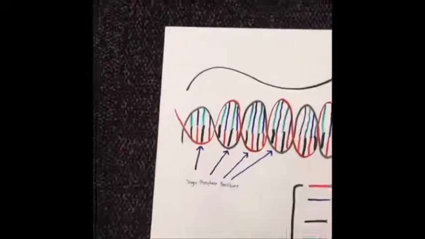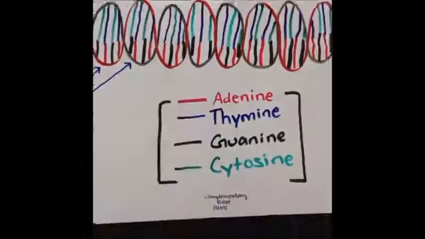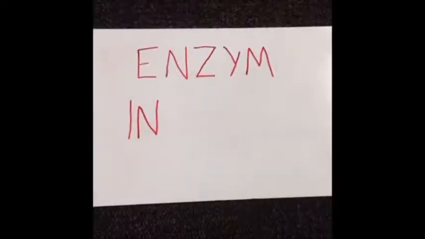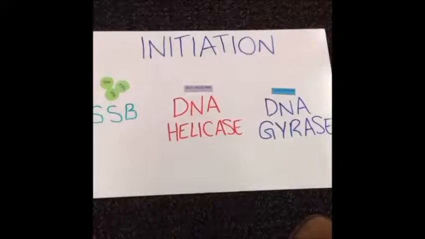Here is a DNA molecule in the double helix. It is comprised of a sugar phosphate backbone and complementary nucleic base pairs. Adenine matches with thymine and guanine with cytosine. These are the enzymes involved in the three phases of DNA replication.